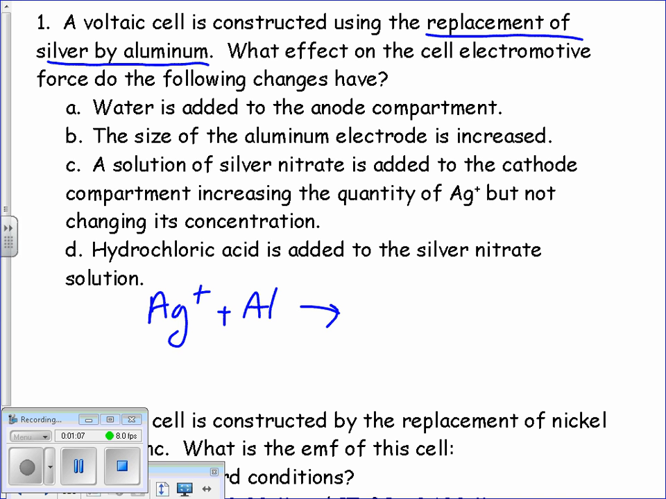Yeah. So silver is going to go to what? Because it can't go up, right? We're going to go to silver solid. And is that being oxidized or reduced? So it's going from ion to solid, so 1 to 0. That is reduced. By how many electrons? 1. Okay, so keep that in your head.